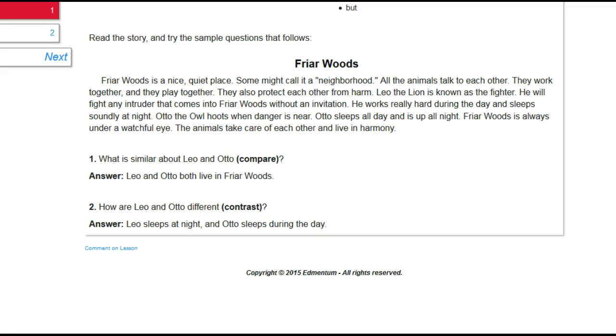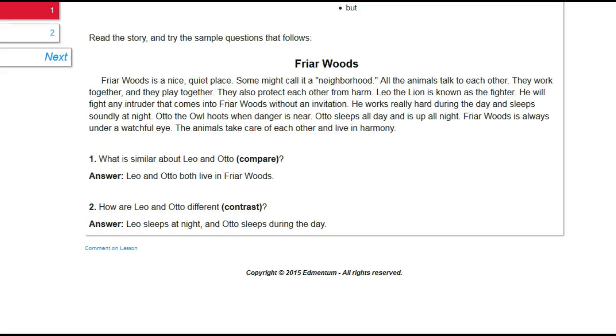I'm going to read the story and then take a look at the sample questions that follow. This story is called Friar Woods. Friar Woods is a nice, quiet place. Some might call it a neighborhood. All the animals talk to each other. They work together and they play together. They also protect each other from harm.